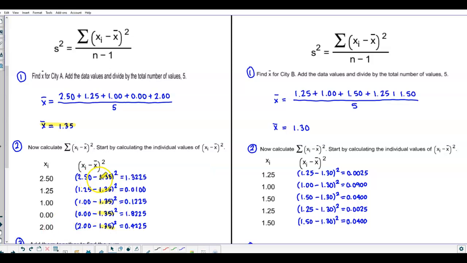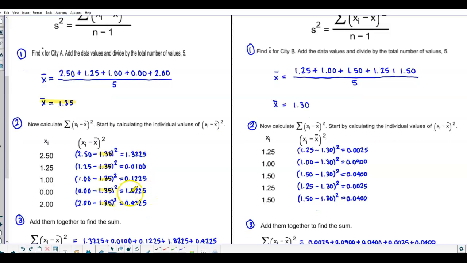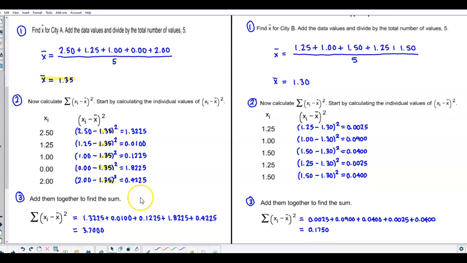So we have 2.50 minus 1.35 squared gives us 1.3225. 1.25 minus 1.35 squared gives us 0.0100. 1.00 minus 1.35 squared gives us 0.1225. And 0 minus 1.35 squared gives us 1.8225. And then 2 minus 1.35 squared gives us 0.4225.